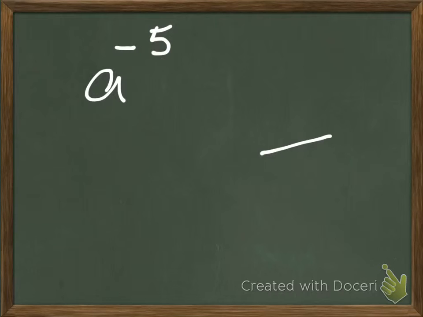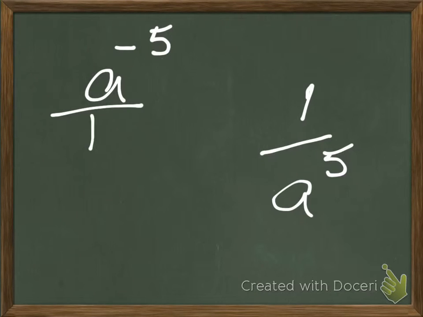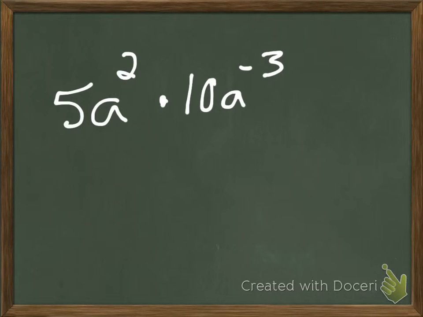Flip it. Flip it to the bottom, right? What goes on top? 1. Because if there was nothing underneath it before, it's understood that each number or each variable can be written as a fraction if you put it over 1, correct? So if I flip it and put the exponent on the bottom, my exponent has now become a positive. Okay? So now we're going to do some multiplication with a negative exponent.